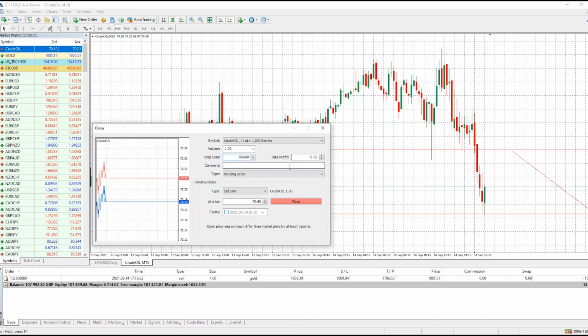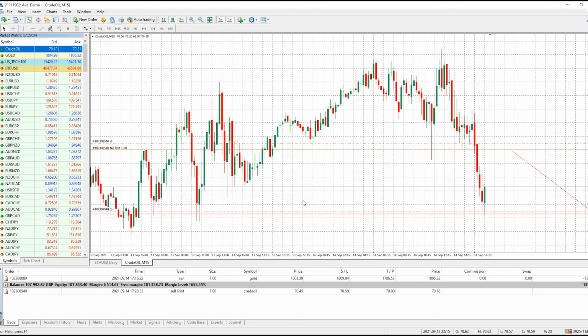Let's go 9.5. We'll go an even 50 cents. An even 50 cents to the stop loss, 50 cents per barrel. And the take profit back down to this support level. Go to 70 even. Okay, so place pending order.